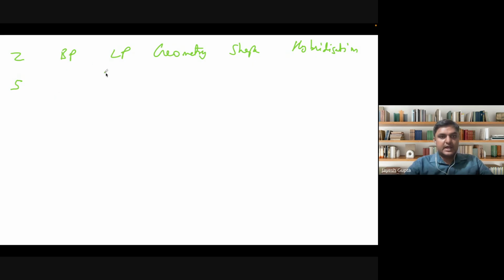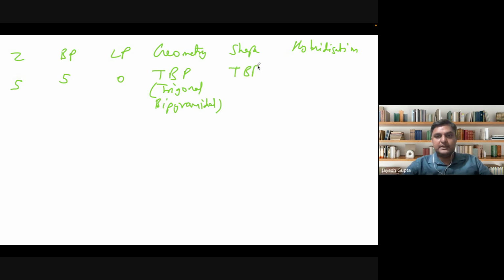Okay, so starting with when I'm taking lone pair 0, so bond pair will be 5. The geometry will be TBP, that is trigonal bipyramidal. Shape and geometry are same when lone pair is equal to 0. So this will be also TBP and hybridization will be sp3d. Next, I'm increasing one lone pair. So bond pair are 4, lone pair will be 1.